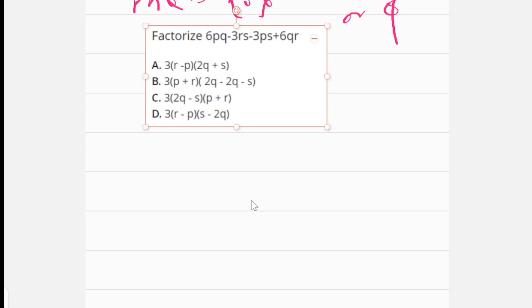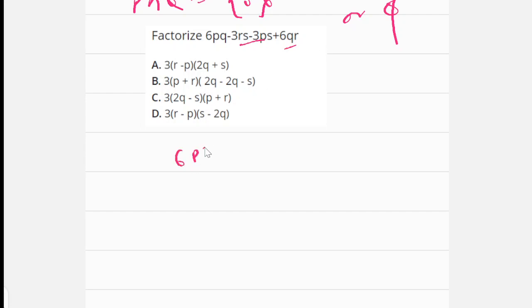You understand now? What we can do is that the terms that have a common factor, you can marry them together. For example, you can see that this term and this term have a common factor. Maybe if I write 6pq plus 6qr minus 3rs minus 3ps. Then you factor out the common factor. What do you have in common? For example, you have 6q to be common here. Then this one will be p.